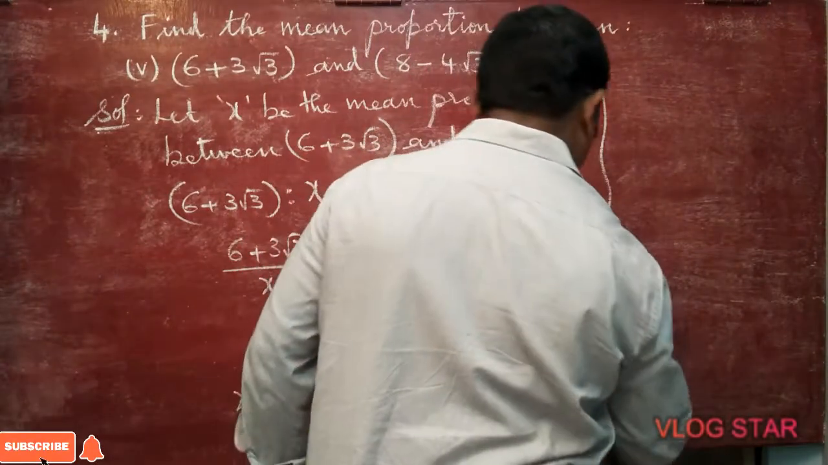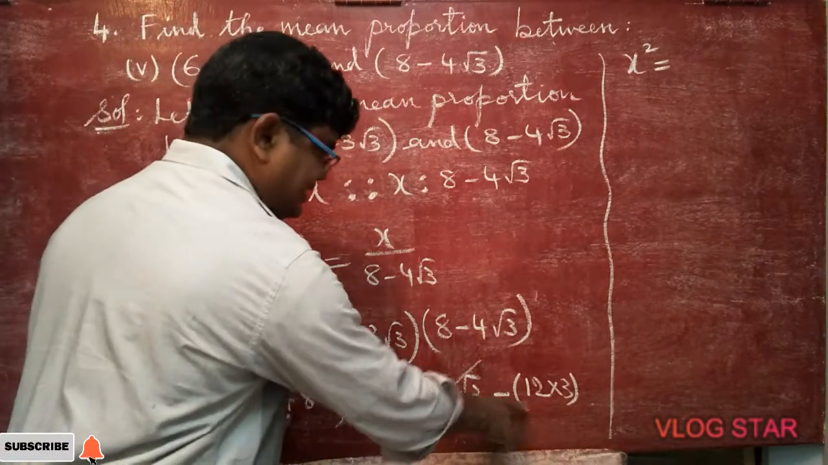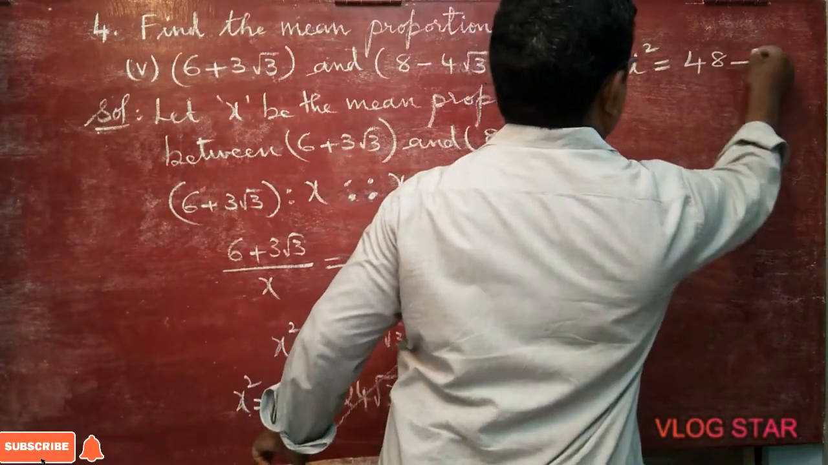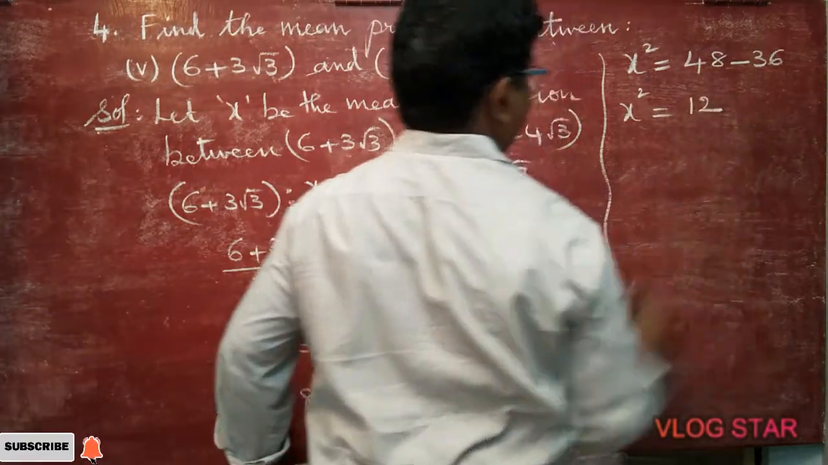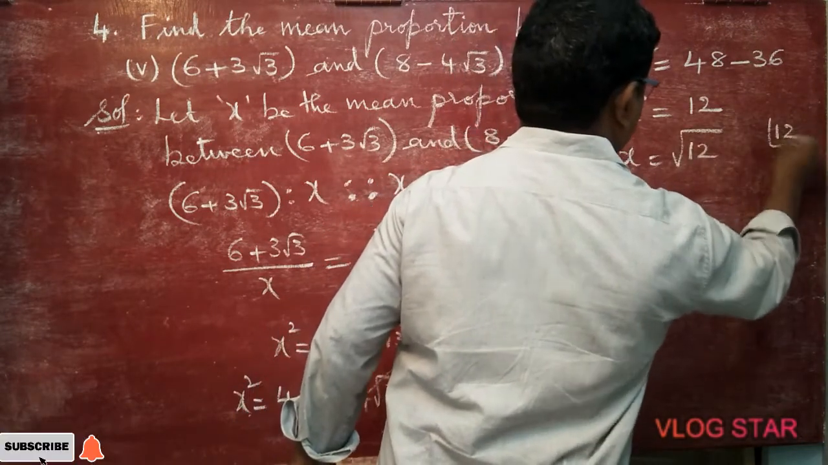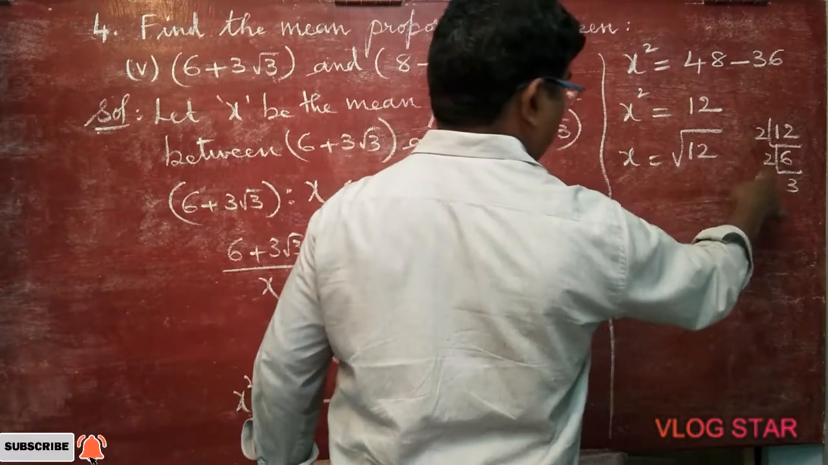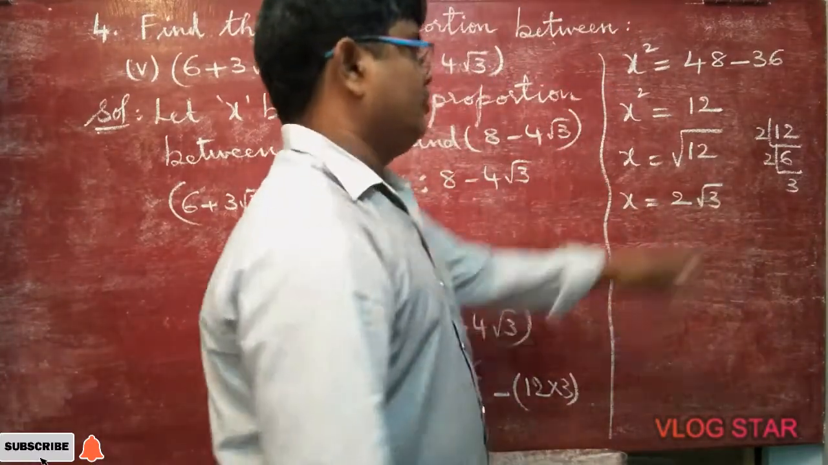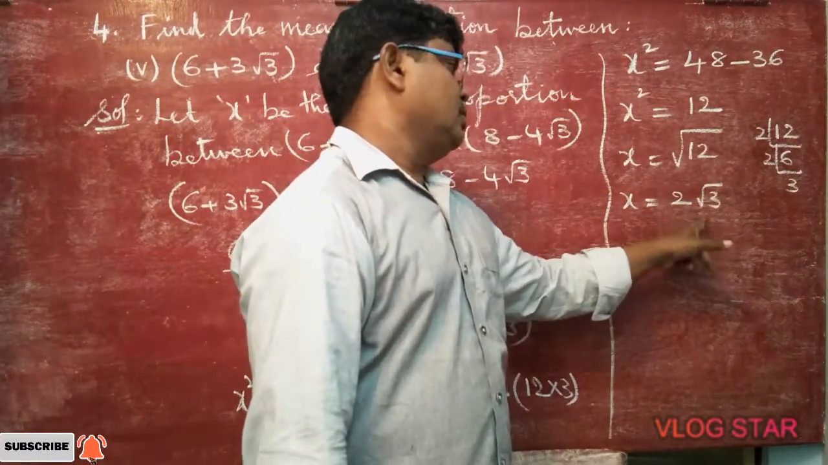So x square is equal to 48 minus 36. How 36? 12 3s are 36. So 48 minus 36, x square is equal to 12. x is equal to square root of 12. We know the factors of 12. 2 goes 6 times, 2 goes 3 times. So for 2 2s, 1 2 will come outside. x is equal to 2 root 3. There is no one more 3 to come out. So that is the square root, 2 root 3.